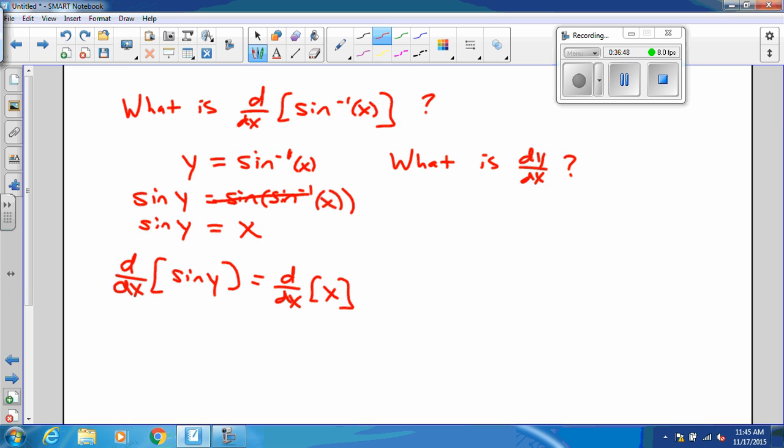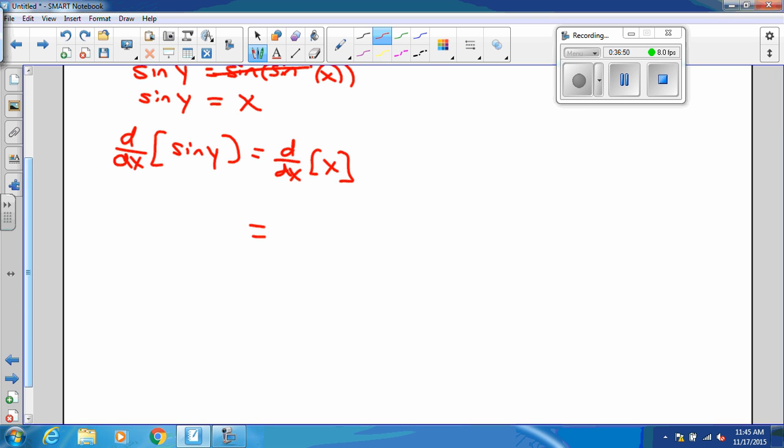Easy, yes? On the right-hand side, d dx of x is 1. On the left-hand side, d dx of sine y is cos y, times y prime, dy dx. That's right. And hey, would you look at that? I'm looking for dy dx. I've got dy dx. No problem. Ta-da! Notice the inverse function theorem happening here. It's 1 over cosine of y, 1 over the cosine of the inverse sine of x.